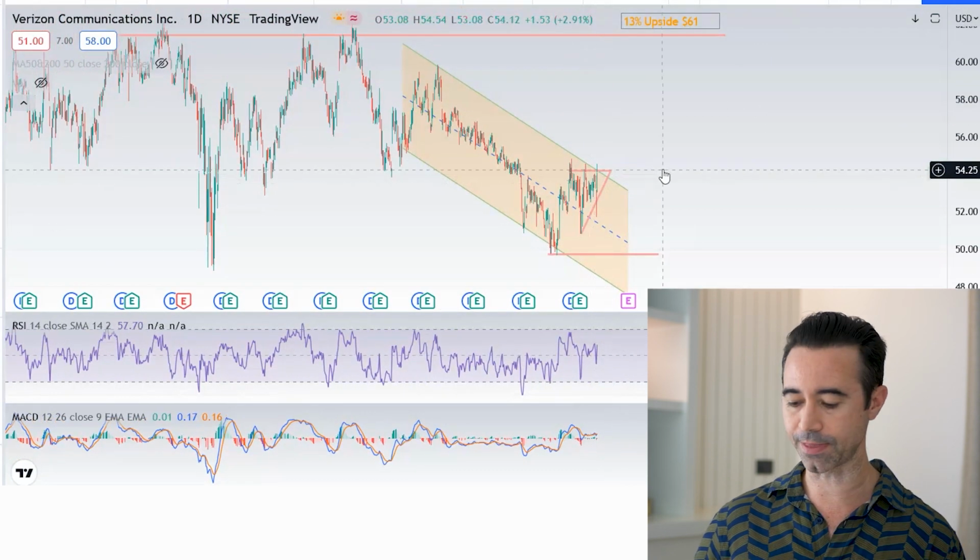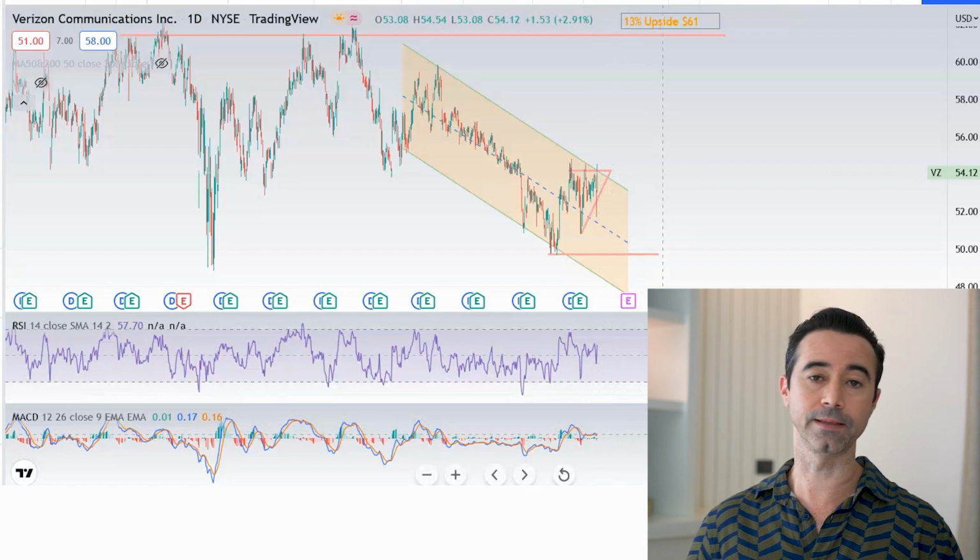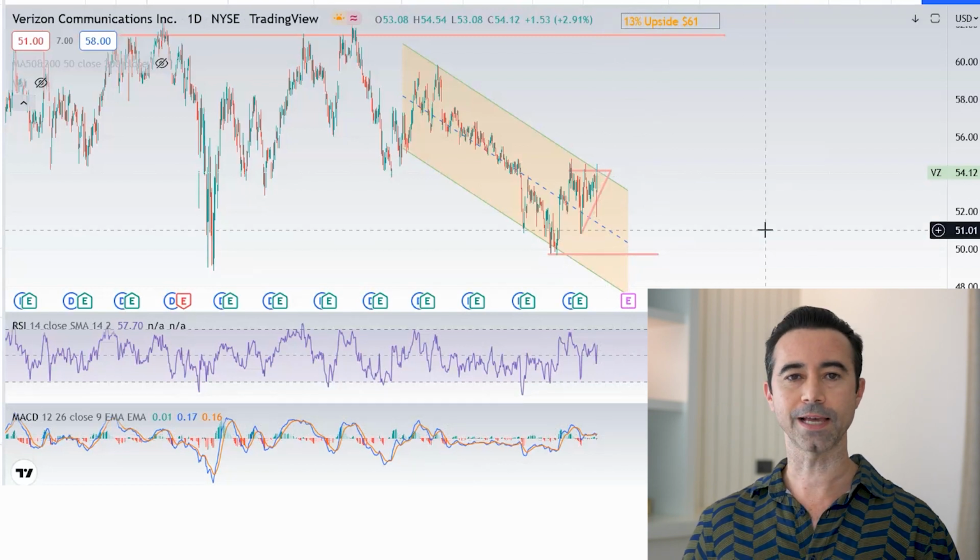So I think that it's got that going for it. Otherwise, RSI on the way up, but still in the neutral area, and MACD, I'm not seeing anything going on there. So that's it. That's all I got. That's my price target for Verizon. That's what I think for technical analysis of the stock.